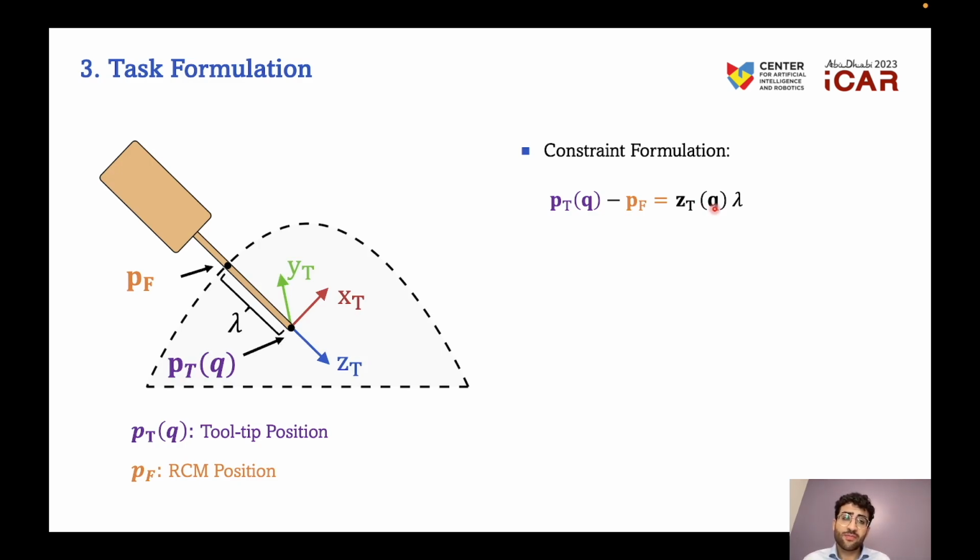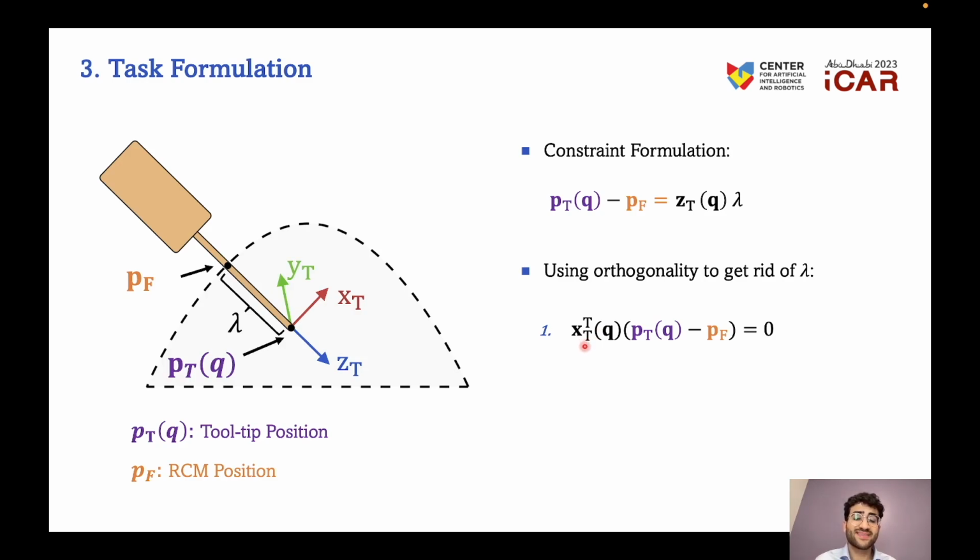Now, the issue with this formulation is that we don't really care what lambda is as long as lambda is positive, because as long as lambda is positive, that means the tooltip is inserted within the patient body. So in order to get rid of the lambda component, we can pre-multiply this whole formulation with the transpose of x of t. On the left side of the equation, we get x transpose of t, but on the right side we are going to end up with 0, because x of t is orthogonal to z of t, therefore their product is 0.